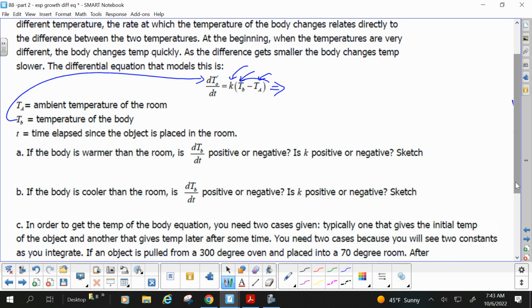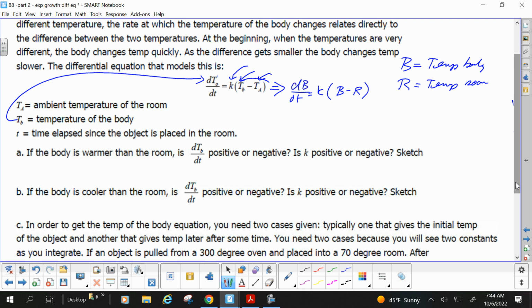Before we get that, I like to do this better. Rather than T sub B and T sub A, I just like to use B for the temperature of the body and R for the temperature of the room instead of ambient temperature. All these T's tend to kook me out. So I'm going to rephrase this as: the change in the body temperature relates to the difference between the body temperature and the room temperature. Now, if you prefer to use the T's, so be it.